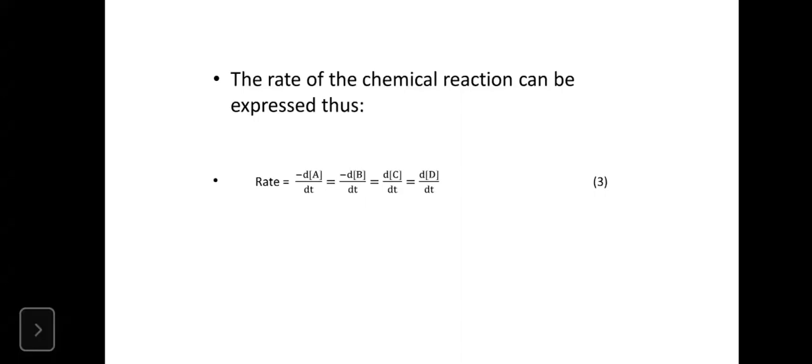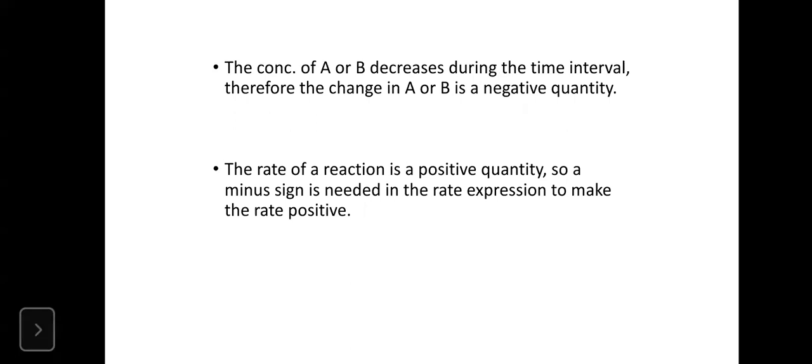But we don't write the positive sign. Anything that is in front there is assumed to be positive, so don't write it. D is also increasing, so you put a positive sign, but don't write it. So these are related. This is how they are related. You can use any of them to stand for the rate of a reaction. It will become clearer as you go ahead.